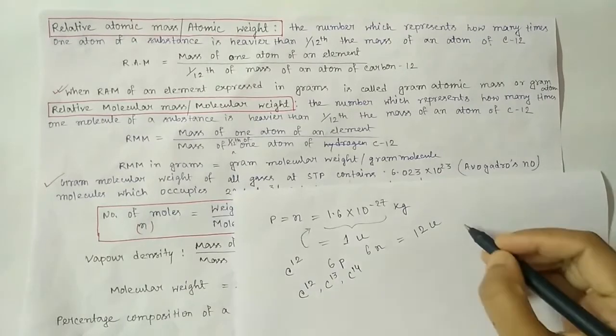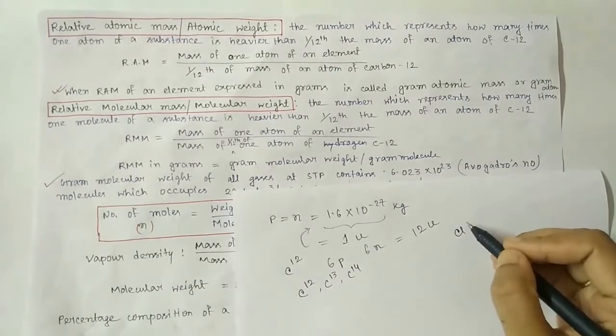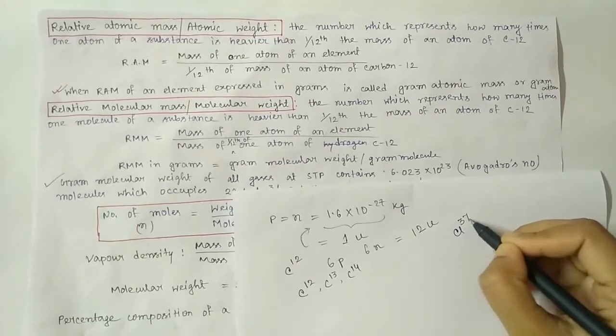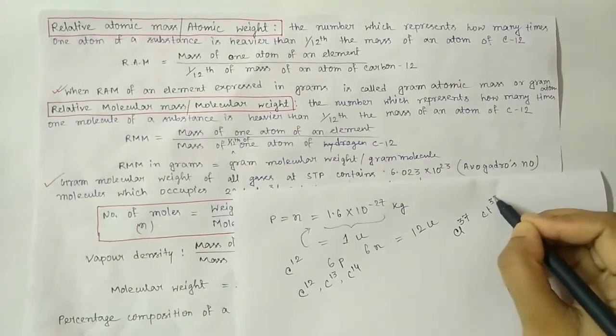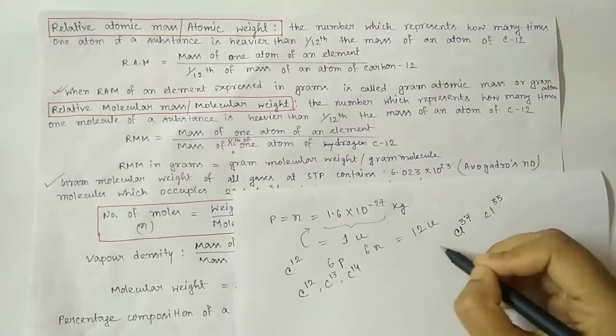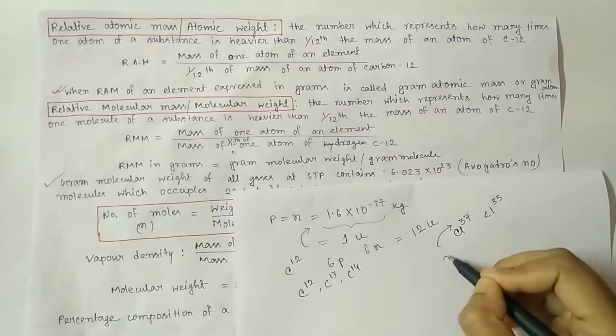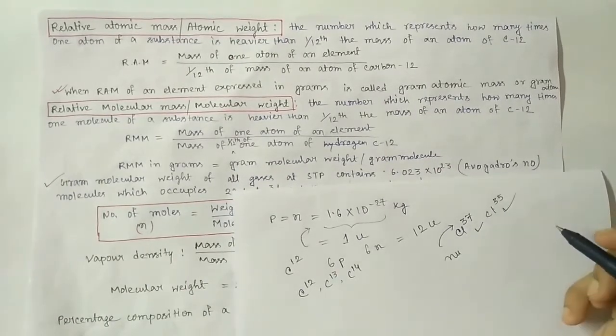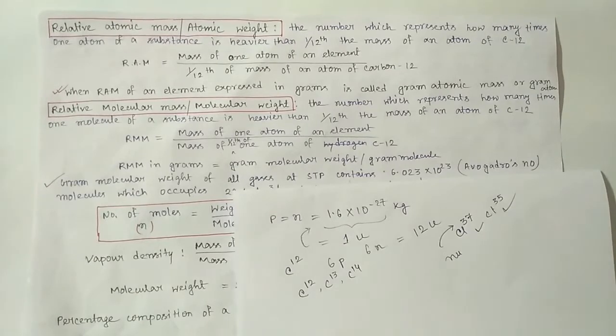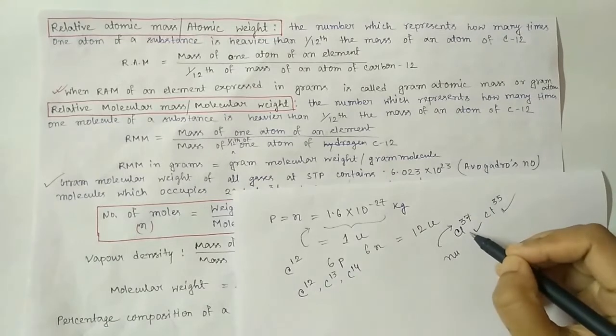For example, chlorine has two isotopes, chlorine 37 and chlorine 35. This is their mass number. Their difference is only in their number of neutrons. They are isotopes, because atoms of the same element having the same atomic number but different mass number are known as isotopes. So here chlorine 37 and chlorine 35 both have the same atomic number, but the difference is in their mass number. And the atomic number of chlorine is 17.